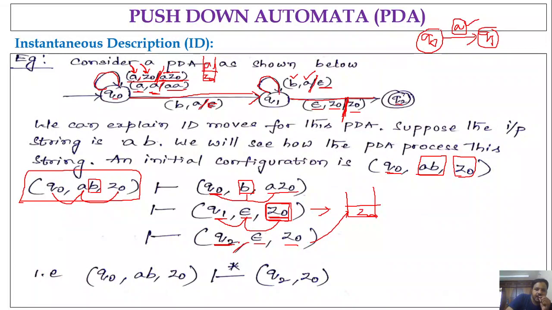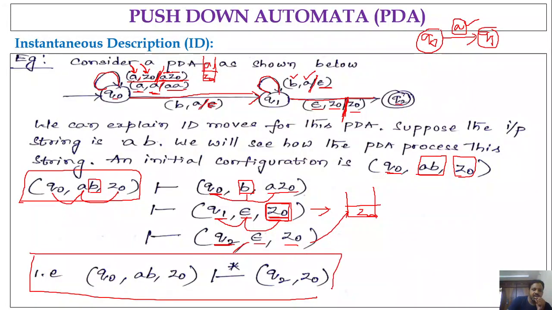Here we reached the final state q2, so the string ab is accepted. In shorthand notation we could write (q0, ab, Z0) turnstile star (q2, epsilon, Z0), which means processing ab from q0 with stack symbol Z0, in one or more steps, we get q2 with stack content Z0. Since q2 belongs to the final states, the string is said to be accepted.